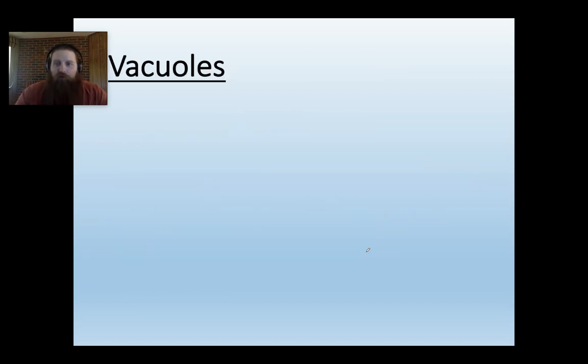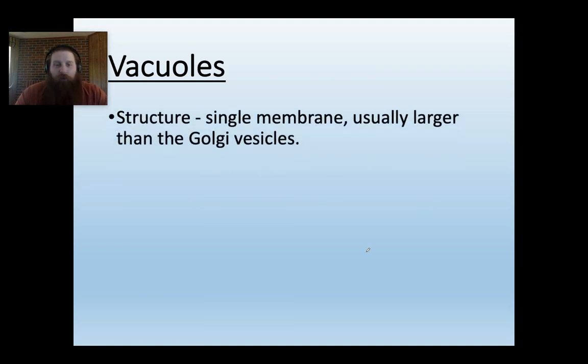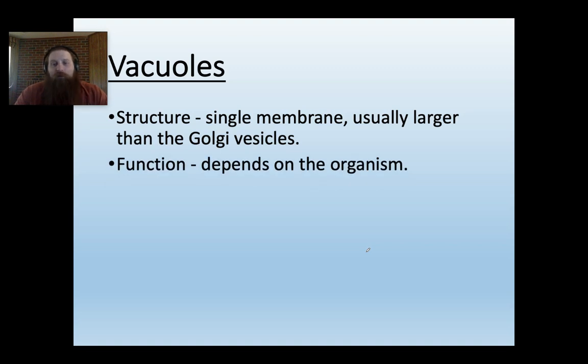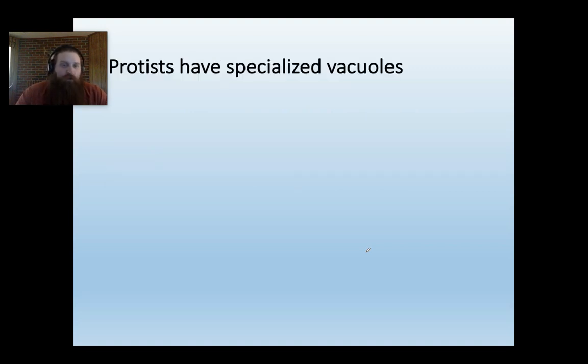On to the next one, the vacuole. The vacuole is pretty simple. It's very similar to a lysosome. It's a single membrane. It's usually a little bigger than the Golgi vesicle. And the function is going to depend on the organism. So here are two.